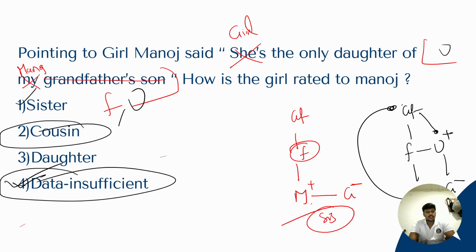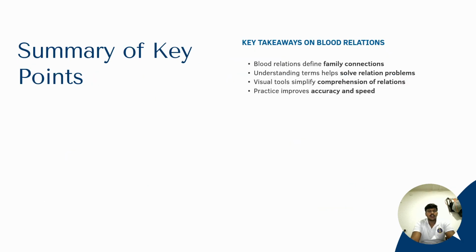If you are having any doubt, just let me know in the comments. I will try to clarify them. Okay. And before going, just to summarize: we know what the family connections are and we learned how to solve the problems. We understood how to draw the diagrams for visualization of relations. And last and final one, practice as much as you can so that you will get better.